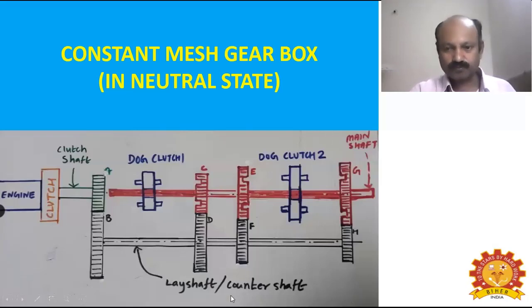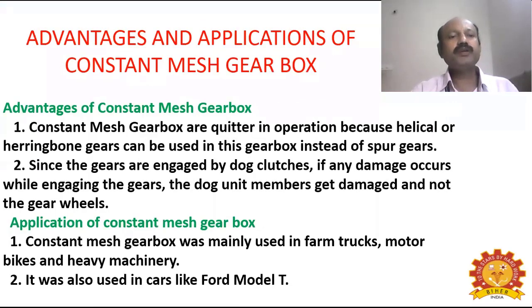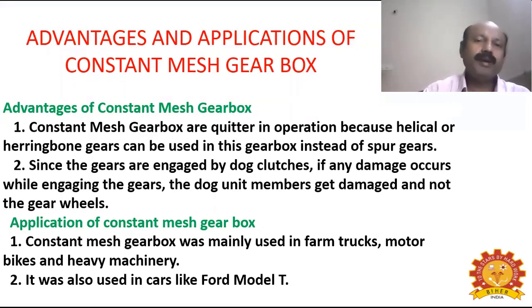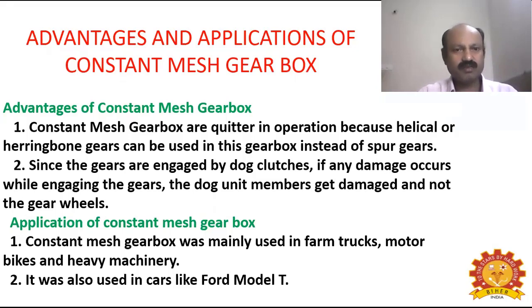If you see the basic advantages and applications of the constant mesh gearbox, it is quieter in operation because, since the main shaft gear and lay shaft gear are always in mesh, you can use helical gears. Whereas in sliding mesh, you cannot use helical gears. Helical gears have gradual engagement and hence are very silent in operation. So silent operation is possible because helical gears can be used in the constant mesh gearbox.